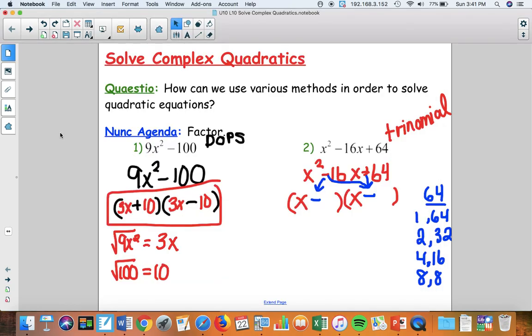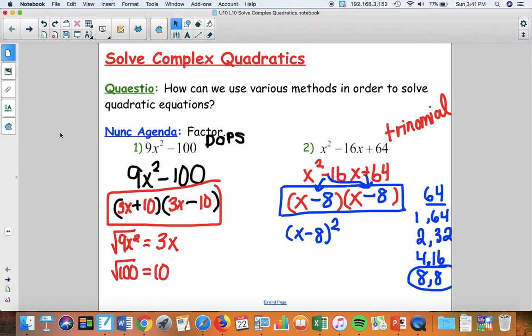So we found all of our factors of 64, but we need to see which one of these will either add or subtract to 16. And the only ones that happens for is 8 and 8. So the two numbers that go in here are our 8s. And that is our factored answer. Now there actually is another way to write this. Since both parentheses are exactly the same, we can write our answer as x minus 8 squared. So that's how that would be done.